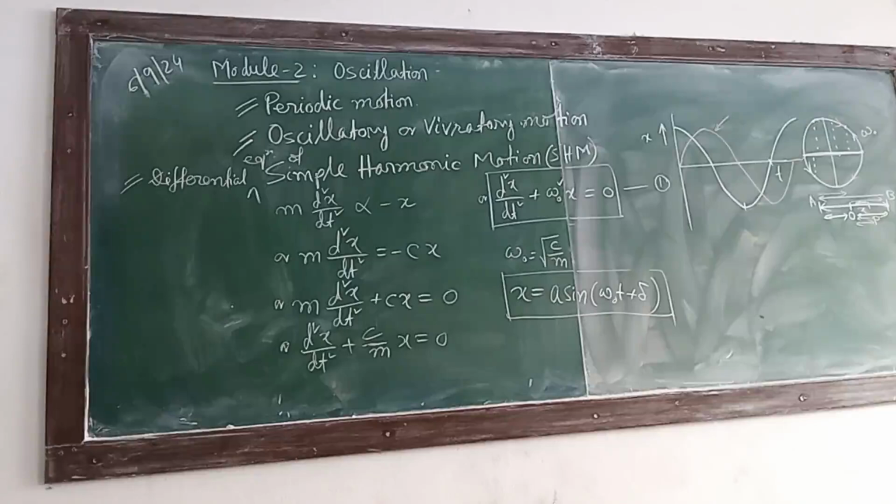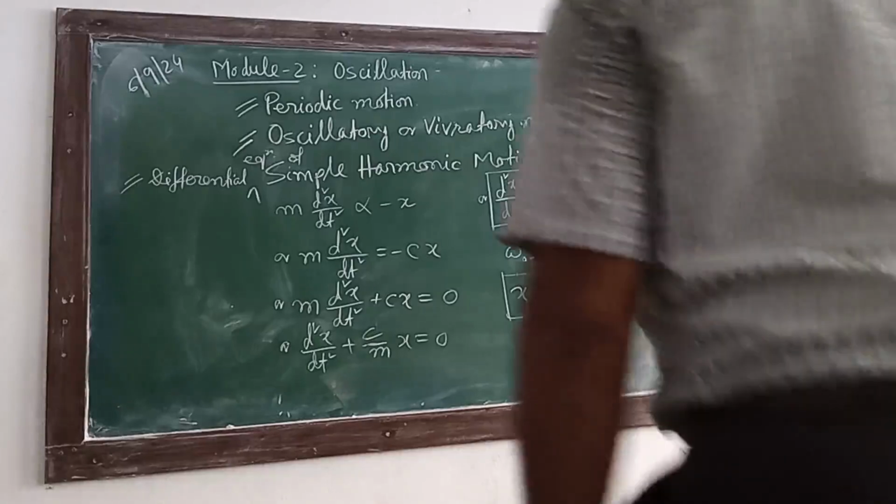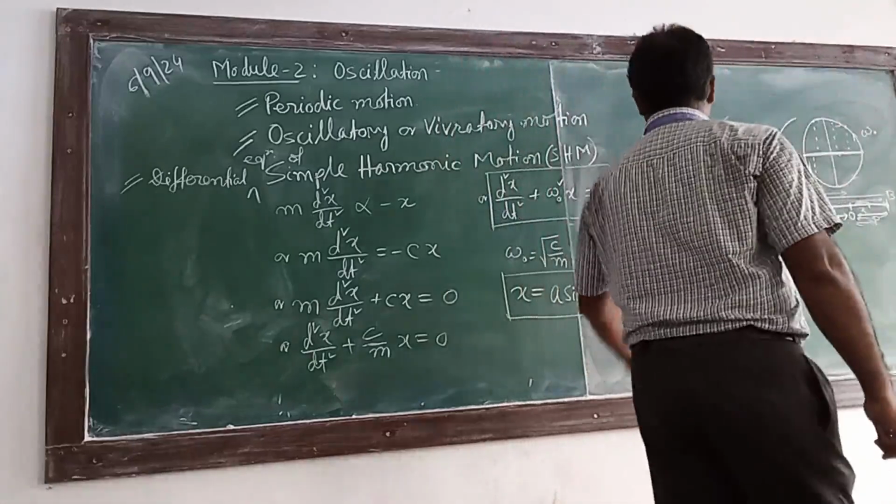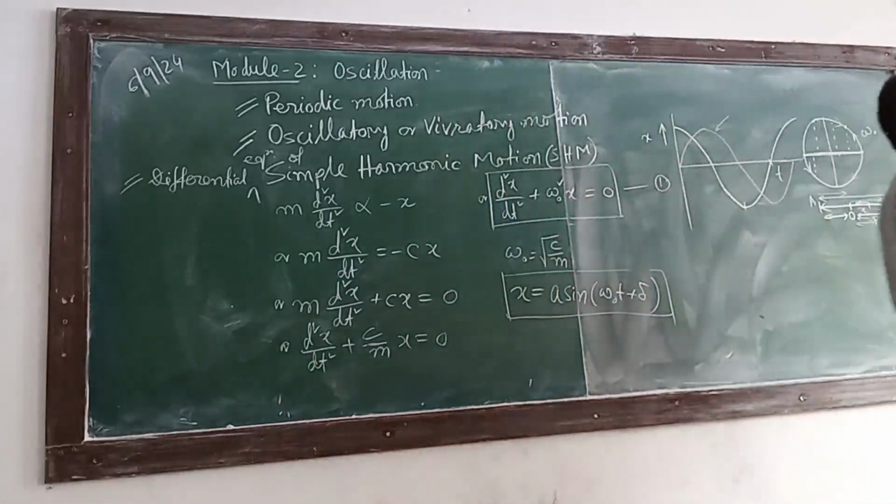omega naught is the angular frequency, and delta is the phase difference.